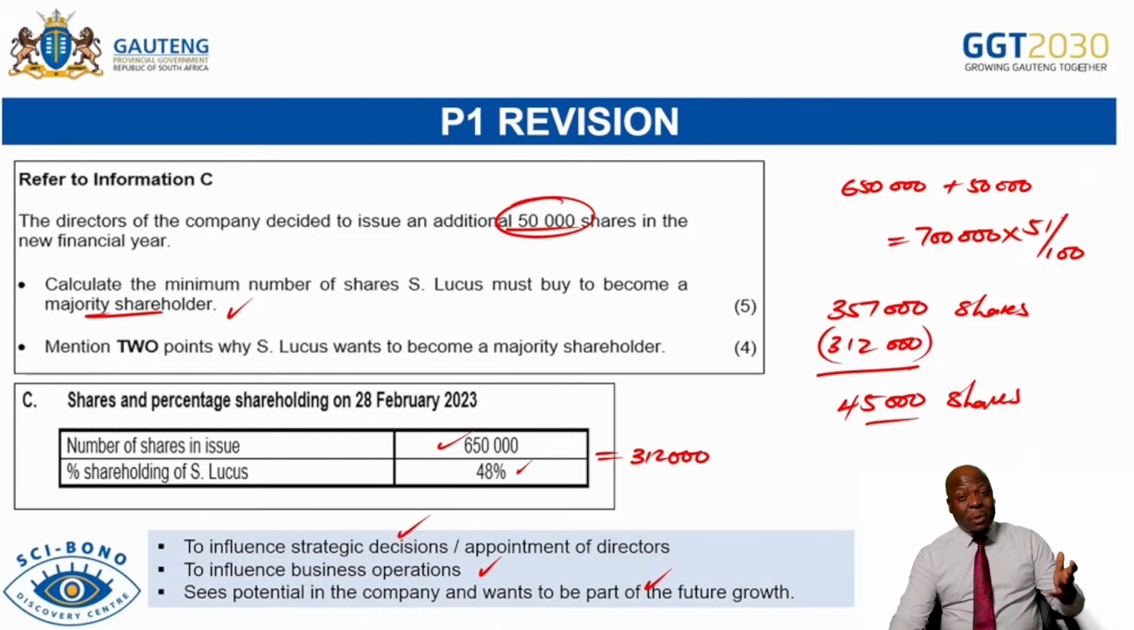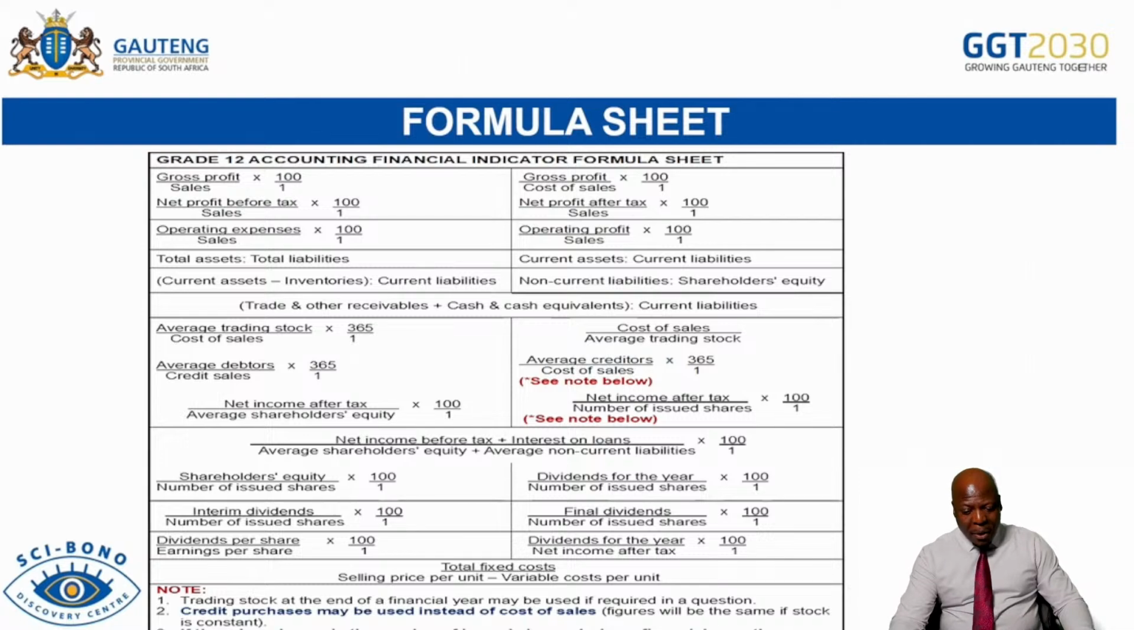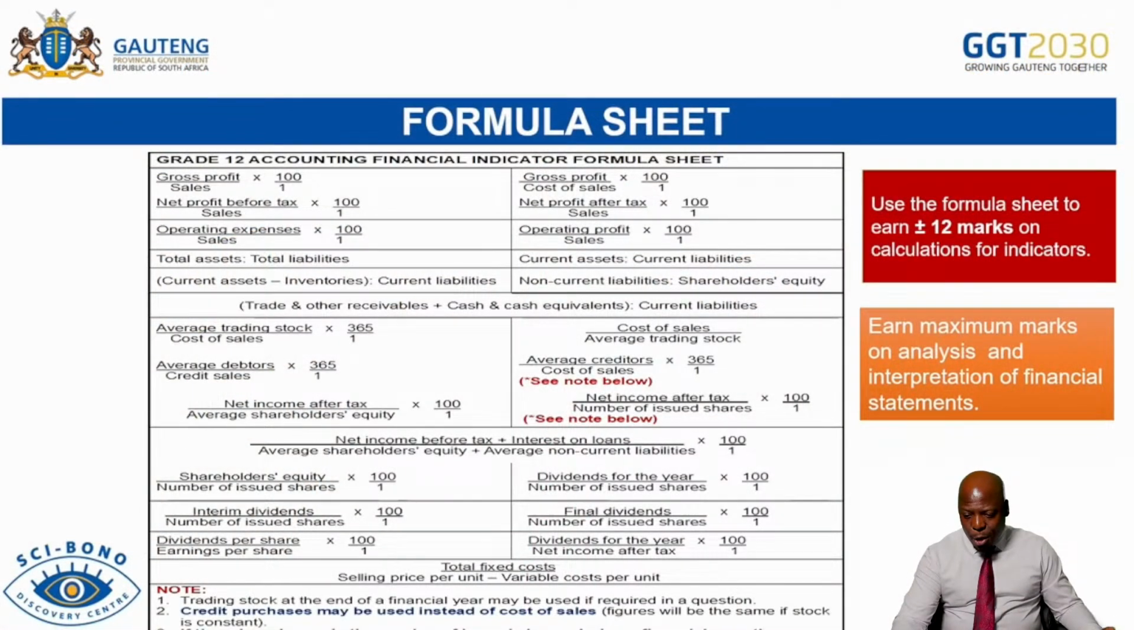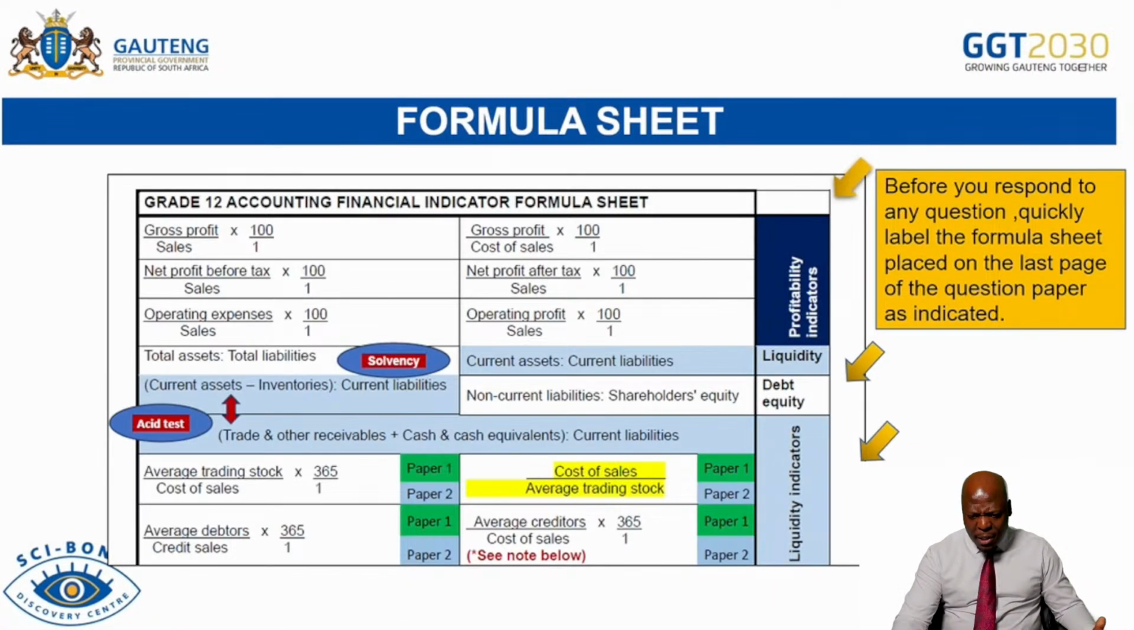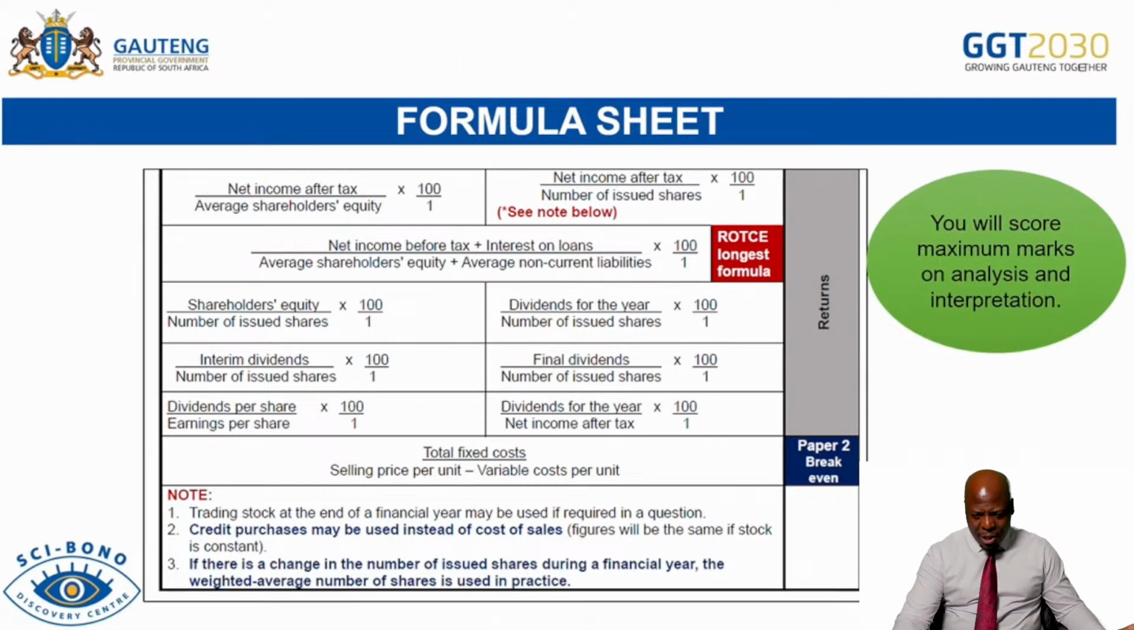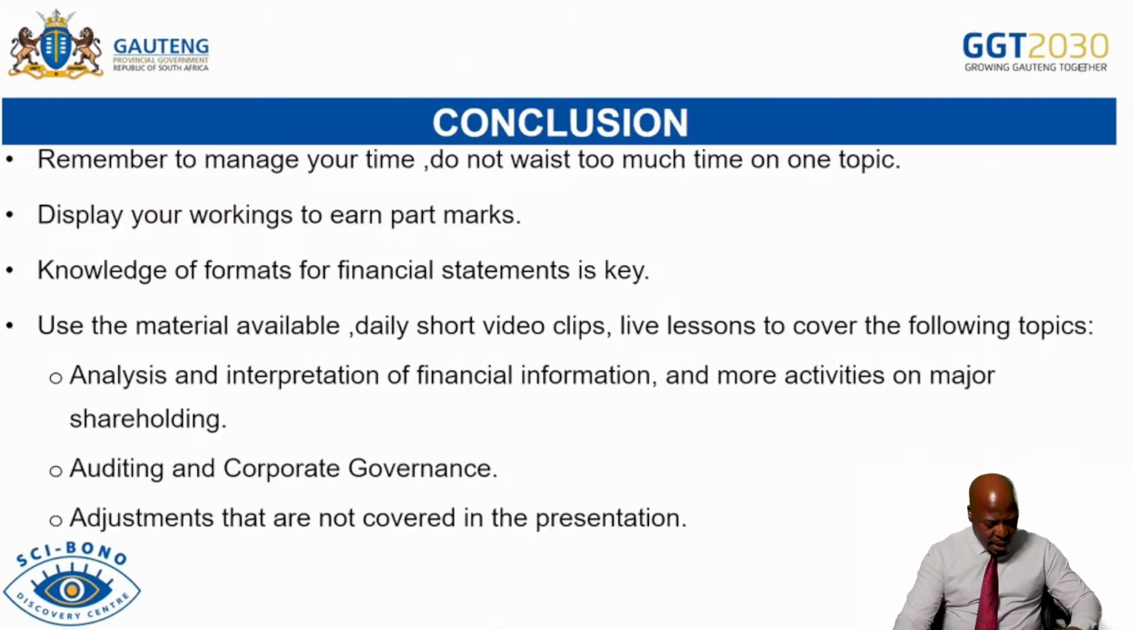My dear learners, we've come to the end of today's class, but before I say goodbye, here's the formula sheet. It's very important that you know that you stand to earn plus or minus 12 marks in your financial indicator calculations. And know your formula sheet so that you can do well tomorrow. Then in conclusion, remember to manage your time and do not waste time. Do not waste too much time on one topic and display your workings to earn part marks.